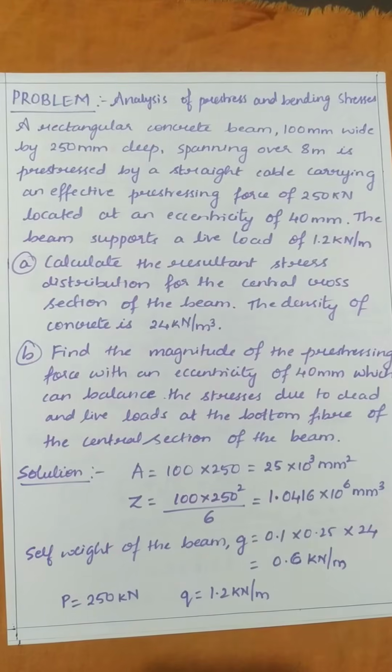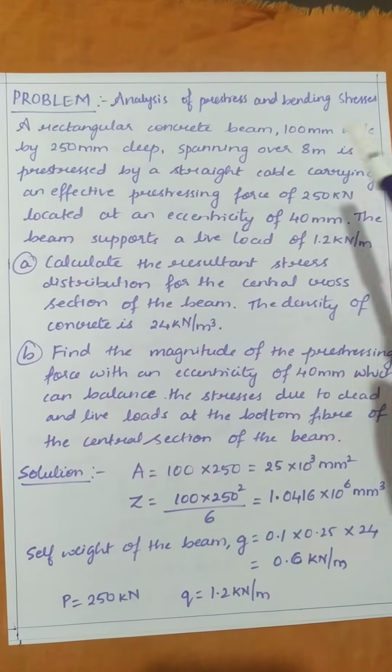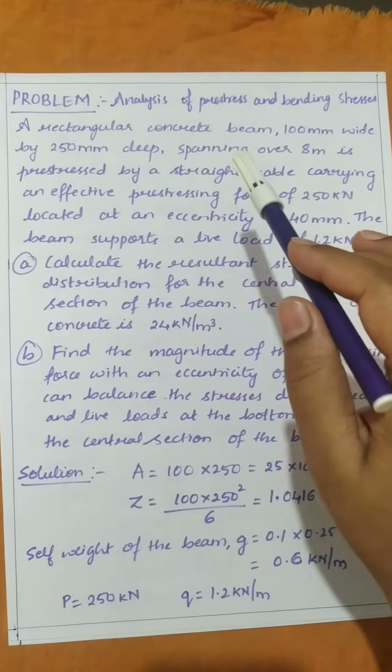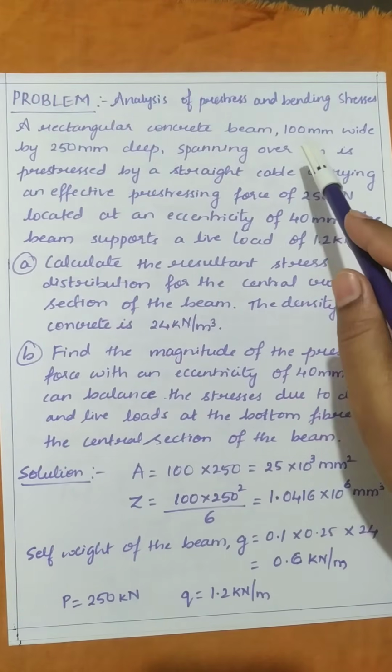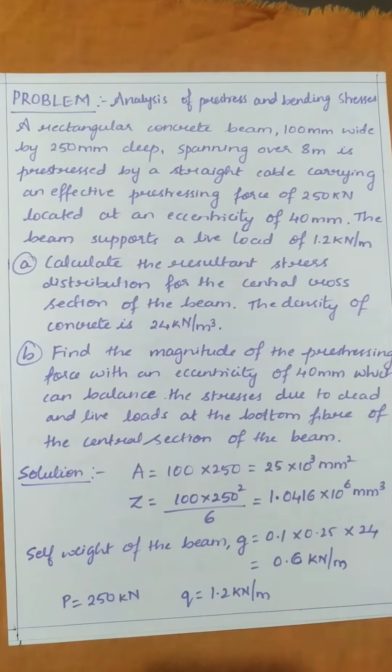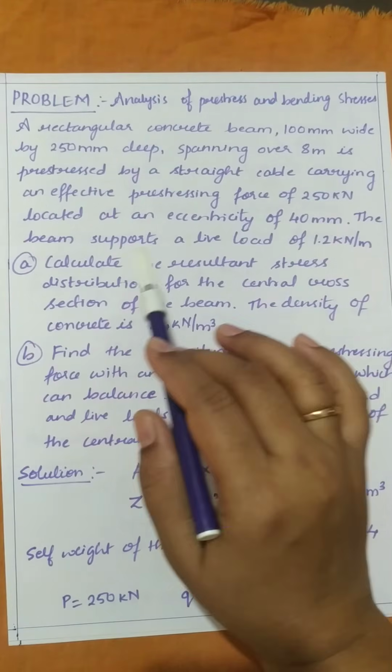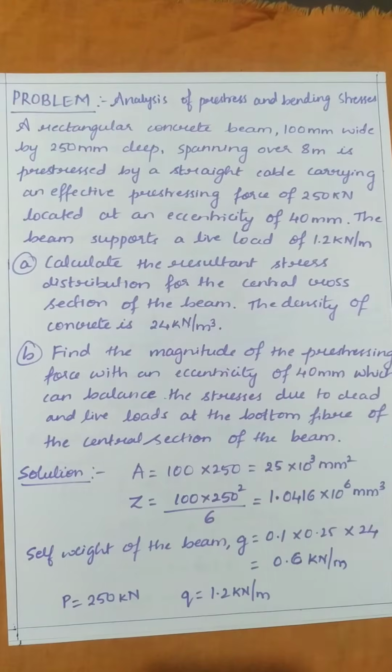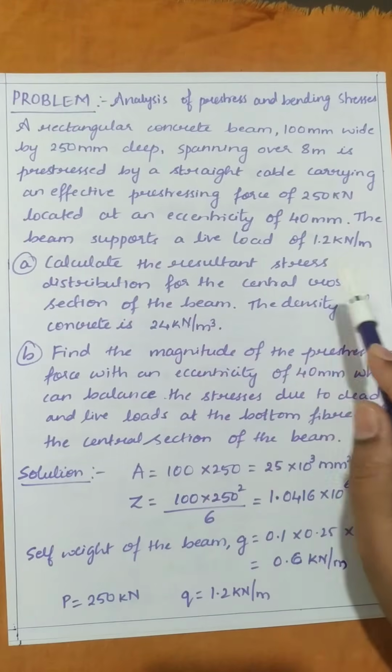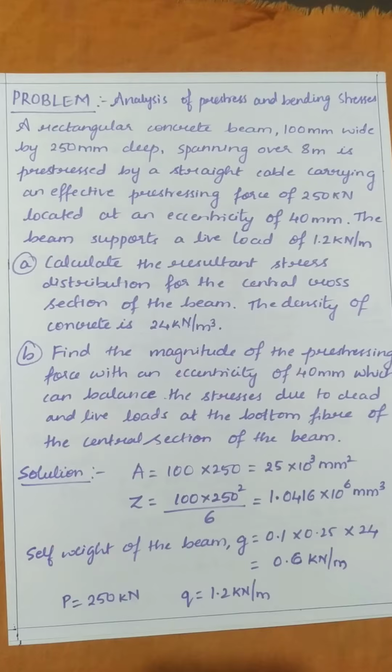Today, let us solve a problem on the analysis of pre-stress and bending stresses. Problem statement: a rectangular concrete beam is given, that is 100 mm wide and 250 mm deep, spanning over 8 meters. It is pre-stressed by a straight cable carrying an effective pre-stressing force of 250 kN, located at an eccentricity of 40 mm. The beam supports a live load of 1.2 kN per meter.